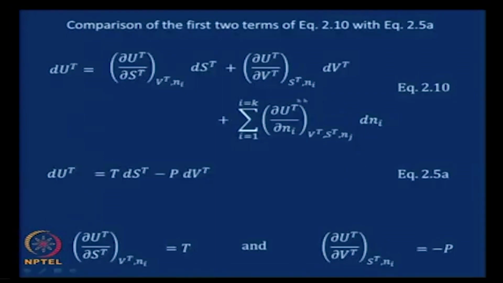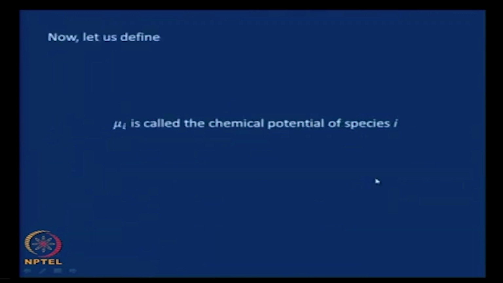Welcome. Let us look at this quantity a little more closely, ∂U_t/∂n_i at constant V_t, S_t and n_j. Let us define that quantity as something called μ_i, where μ_i is actually called the chemical potential of species i. Note this term chemical potential, this is going to be a very important intrinsic variable in this entire course. So, please take a note of this.